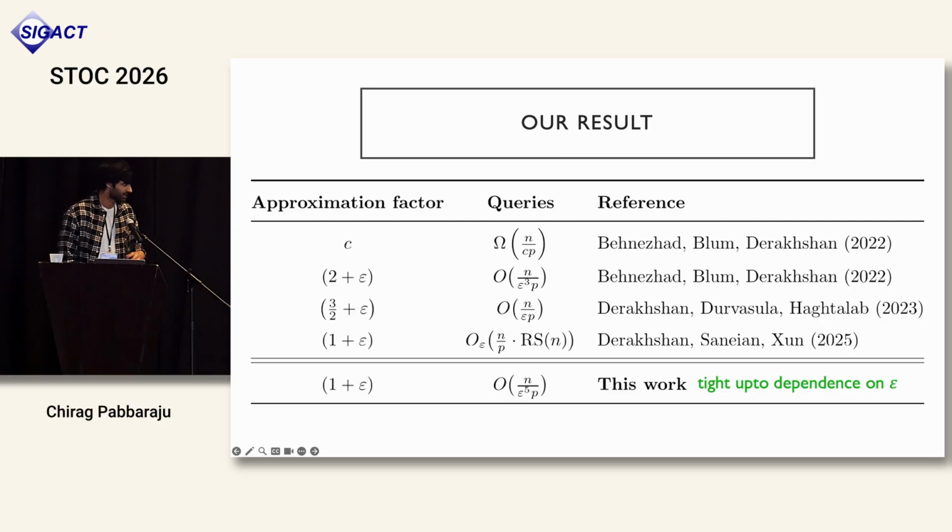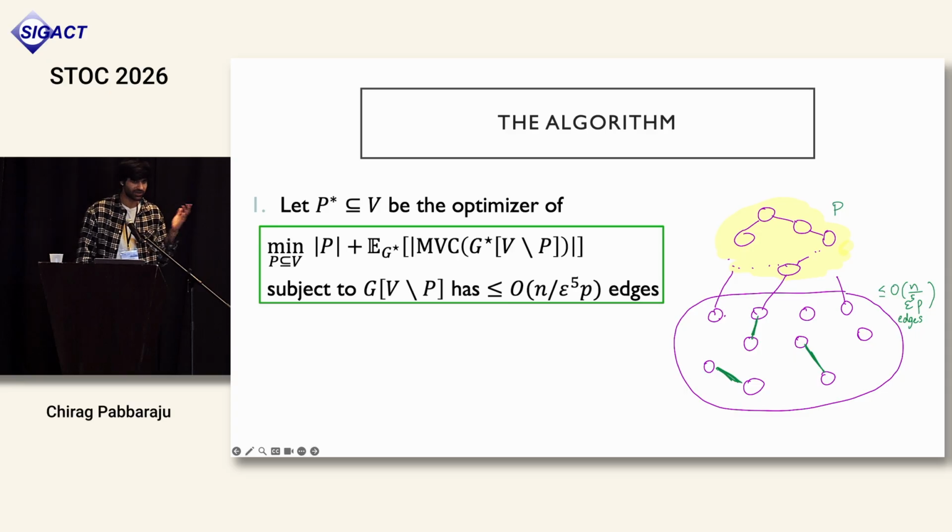So yeah, this is the central problem we resolve in this work. The algorithm that we have is very simple and almost canonical for this problem, so I just want to tell you the algorithm. So what do we do? We have access to this base graph G, and what we're going to try to do is find a subset of vertices which we're going to output.